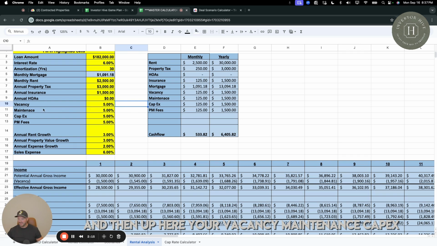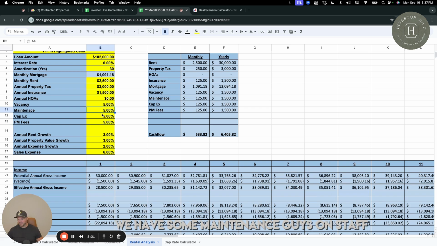And then up here, your vacancy, maintenance, CapEx, property management fees. We have property management in-house. We have some maintenance guys on staff. So these numbers are lower for me, but they might be higher for you, right? So you might need to have vacancy at 10%. You see that just took away $100 in cash flow.